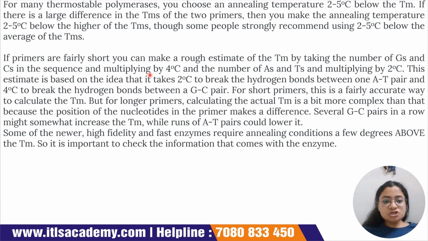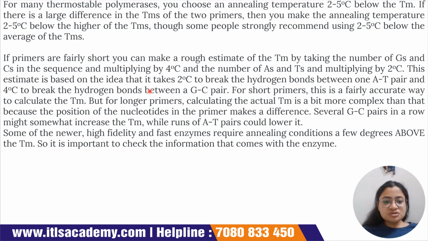If primers are fairly short, you can make a rough estimate of the TM by counting the number of Gs and Cs in the sequence and multiplying by 4 degrees Celsius, and the number of A's and T's and multiplying by 2 degrees Celsius. क्योंकि A T के बीच में 2 बॉन्ड रहता है, GC के बीच में 3 बॉन्ड रहता है, हाइड्रोजन बॉन्ड्स. ओके.